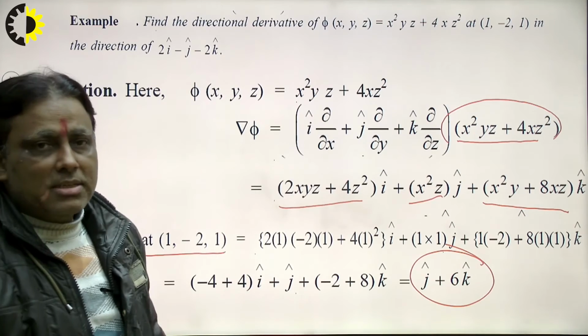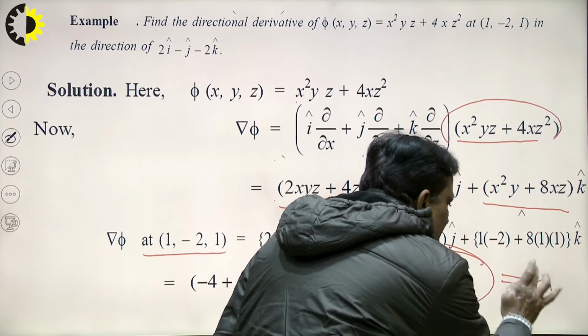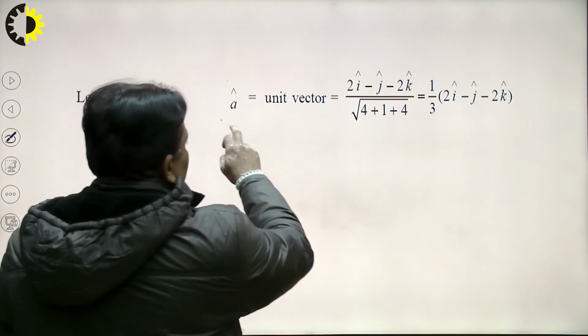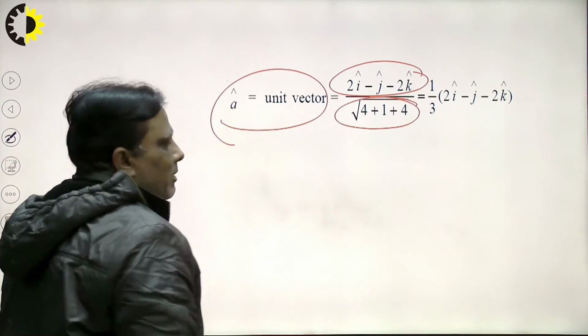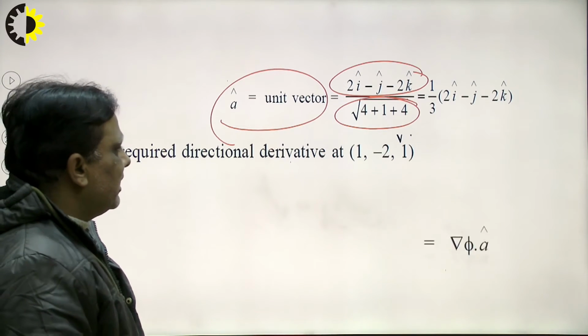That is known as del phi. Yeah, we can say that vector n here, in this way we can find out the unit vector a cap. So a cap is a divided by modulus of a. Now what will be the required directional derivative in the direction of i plus j plus k?